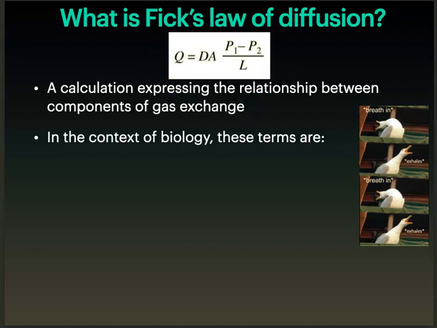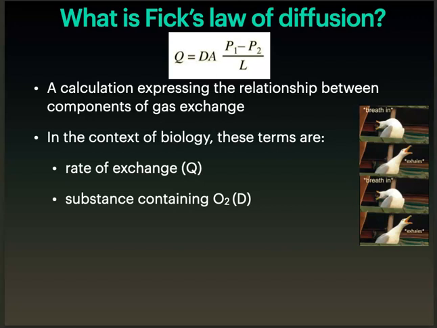Fick's law has a lot of important implications for how organisms get their oxygen. So what Fick's law ends up meaning for biology is that there is a limit on the rate of exchange, which is Q, that's what we're interested in. It matters what substance you're getting your oxygen from, and so that would be either air or water.